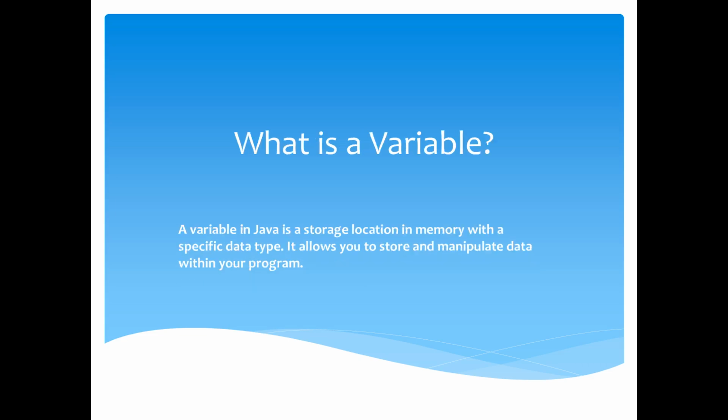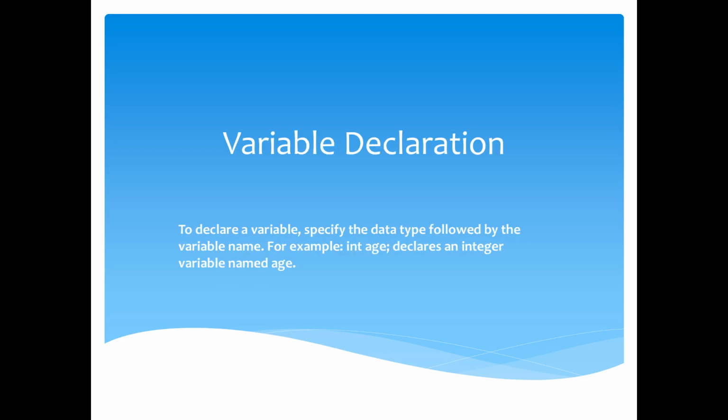What is a variable? A variable in Java is a storage location in memory with a specific data type. It allows you to store and manipulate data within your program. Variable declaration. To declare a variable, specify the data type followed by the variable name. For example, int age declares an integer variable named age.